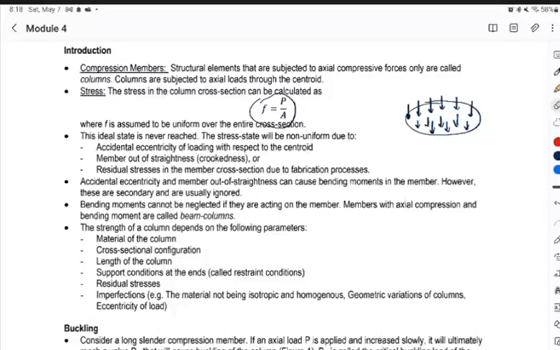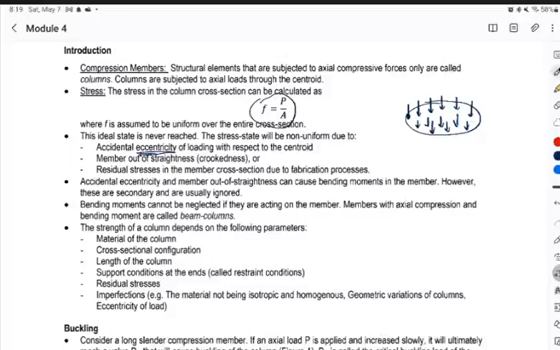The ideal state is never actually reached. The stress state will be non-uniform, because the uniform stress distribution is not really achieved in our structure. Why? It is because of accidental eccentricity of loading. You cannot make the load act exactly at the centroid, so eccentricity is inevitable.